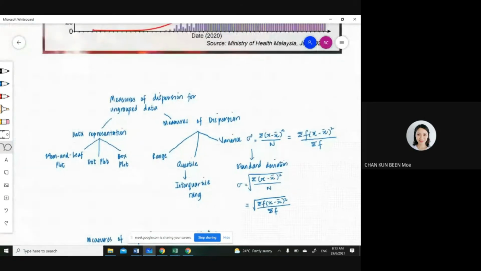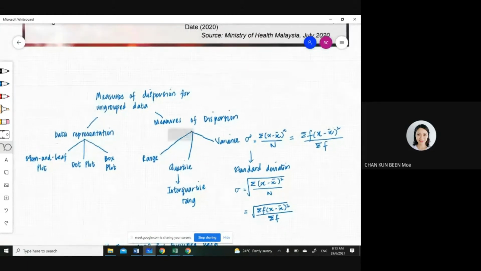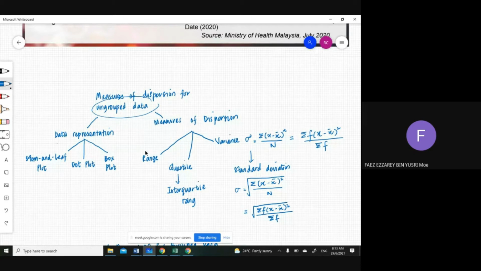In Form 4, you learn about the measure of dispersion for ungrouped data. Ungrouped data means the data is scattered around. It is not grouped according to the classes. So in this Form 4 syllabus, you learn the 3 types of data representation: the stem and leaf plot, dot plot, box plot. And then the measure of dispersion that you learn, you still remember you learn the range. How to get the range, do you still remember? Maximum minus minimum. Yes, very good. Maximum minus minimum value.